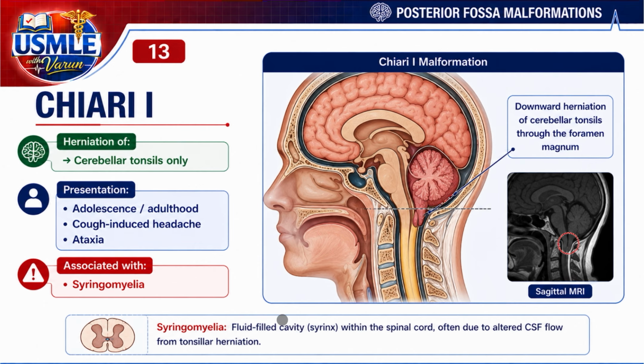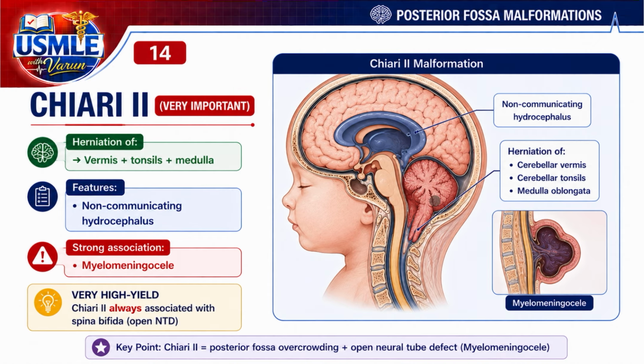Now, coming to Chiari 2 malformations, it is the most severe form of posterior fossa malformation. Here, there's herniation of the vermis, cerebellar tonsils, and also the medulla oblongata. This leads to obstruction of CSF flow, which could eventually lead to hydrocephalus. More characteristically, it's non-communicating hydrocephalus. A very important association of the Chiari 2 malformation is the myelomeningocele. Whenever we see this combination, we need to diagnose it as Chiari 2 malformation.